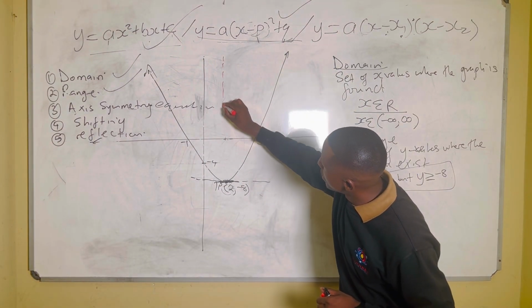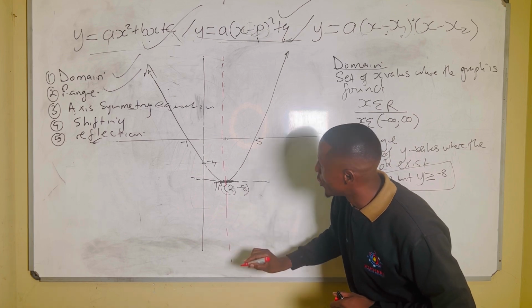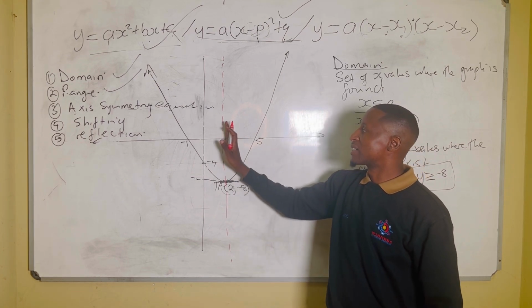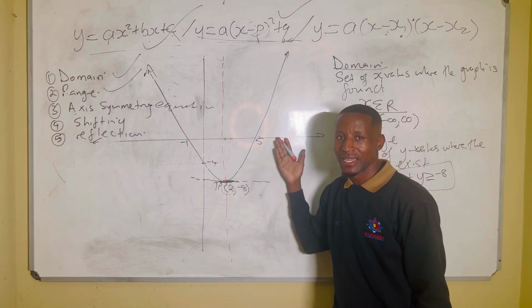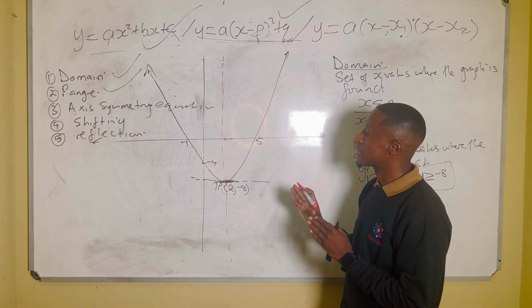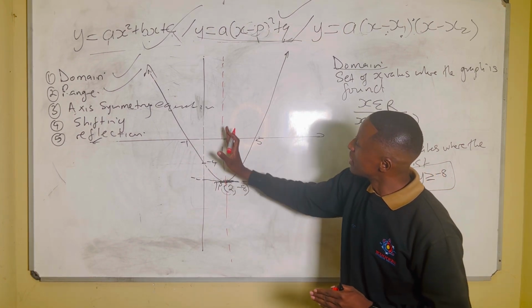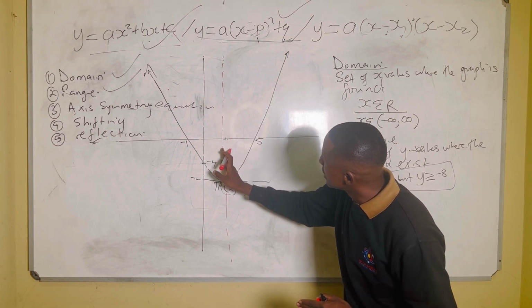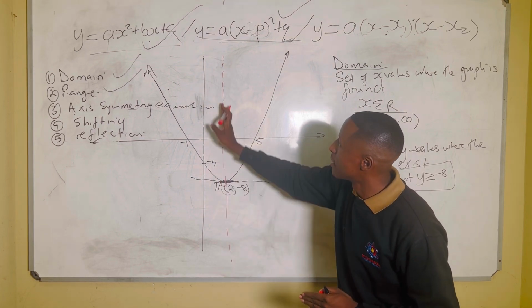The line of axis of symmetry, you're going to find it here. It cuts on the x value of the turning point, meaning that's where the graph is cut symmetrically, divided into two equal parts. So the axis of symmetry will lie here.